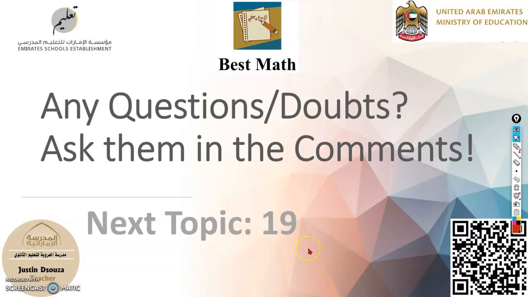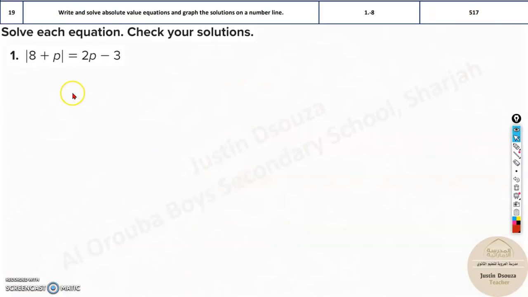Now we move to the last but one topic of part 2, that is the 19th topic, which is on solving absolute value equations. You can see over here, this is an absolute value equation. We need to solve it. Now, whenever this comes, there are two cases. Okay, you will get it like this.